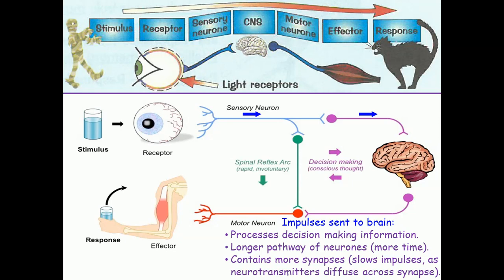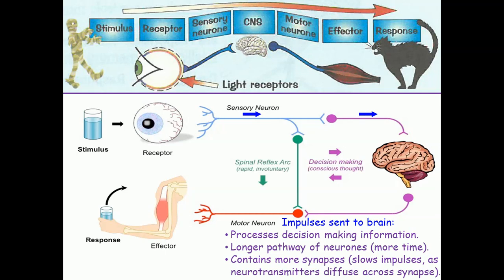Now the reason here that the impulse is sent to the brain is because you're processing the decision. And this is a longer pathway of neurons. And because it's a longer pathway of neurons, it takes more time for the action to occur. There are also more synapses, and this slows down the transmission because neurotransmitters have to diffuse across the synapse.